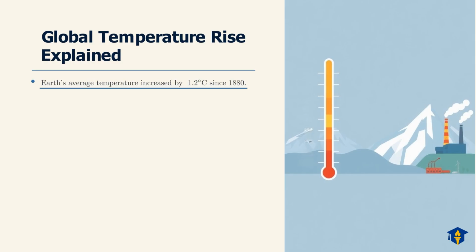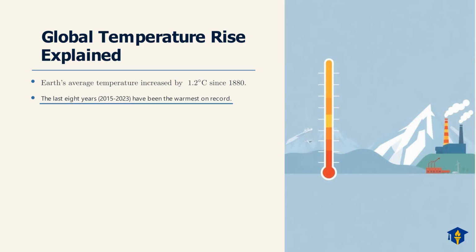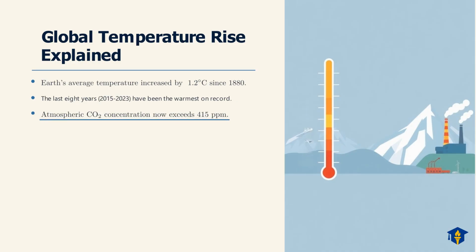Earth's average temperature has notably increased by about 1.2 degrees Celsius since 1880. In fact, the last 8 years, from 2015 to 2023, have been the warmest on record. The atmospheric CO2 concentration now consistently exceeds 415 parts per million, a significant increase.